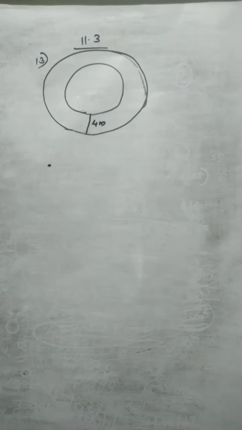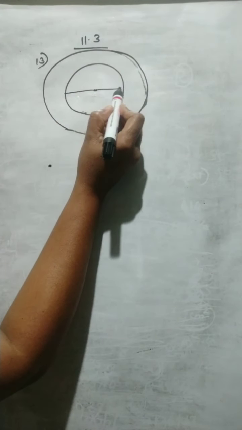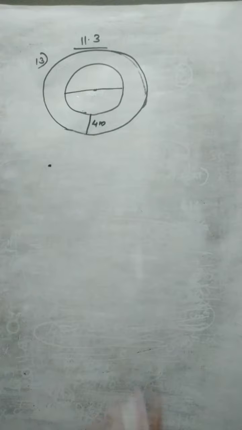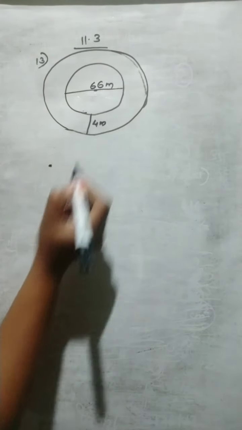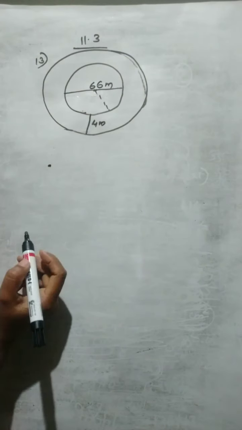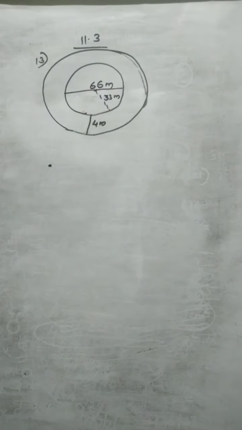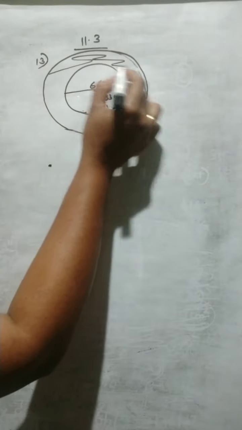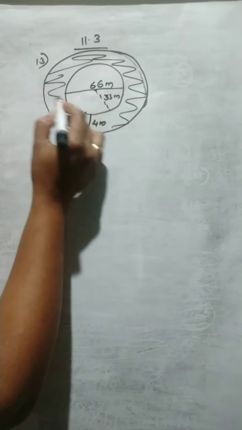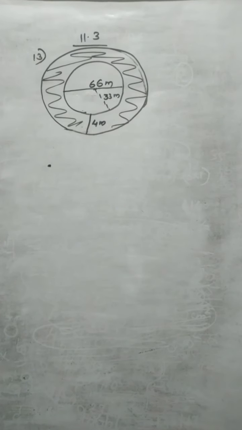Then the diameter of the flower bed is 66 meter. So the diameter of this is 66 meter. So the radius will be half of 66, that will be 33 meter. Then what is the area of this path? We have to find the area of this path. So, how can we find it?